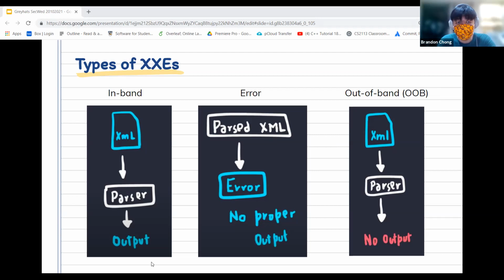The next one is out-of-band XXEs. This one is actually a pure blind XXE. That means you feed XML data to the parser and it doesn't return you anything. So you need to do some form of out-of-band request in order to exfiltrate the data itself.